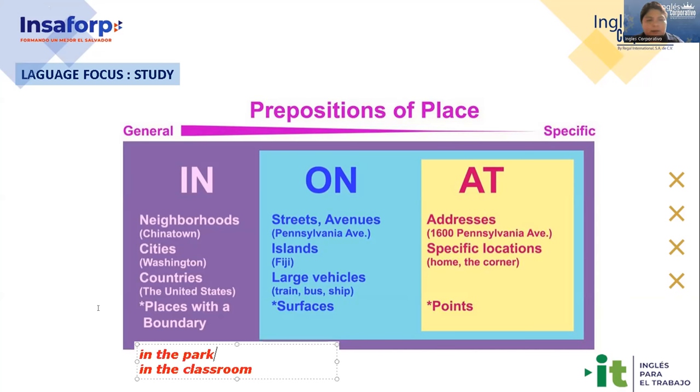Okay, remember that this is for locations. So now, let's continue with the second one. On. Daniel, can you read that one, please? On streets, avenues, islands, large vehicles, surface. Surfaces, okay. So now look at this, on streets and avenues. Can you mention a street here in El Salvador, a name of a street?